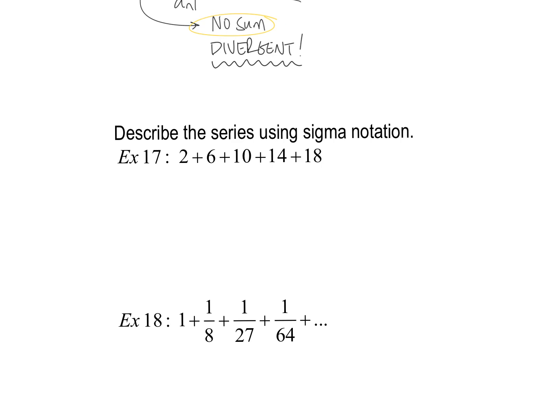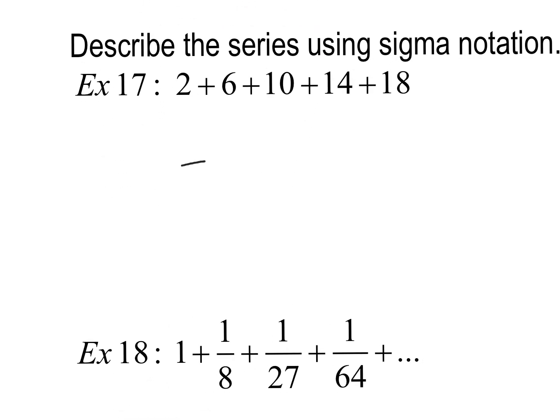Describe the series using sigma notation. So that means that I need this big sigma, and I'm starting with n equals, let's see, let me number these. 1, 2, 3, 4, 5. Okay, I'm starting with n equals 1 and I'm ending with the 5th term. That's how you set up your sigma.